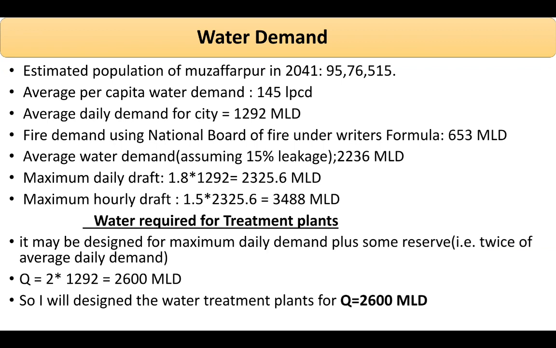So average per capita water demand is around 145 LPCD, and average daily demand for the city is around 1300 MLD. I'm doing a lot of calculation here, which you can also see, like maximum daily draft, maximum hourly draft, average water demand, assuming 15% leakage. So the water required for our treatment plant is twice the average daily demand. So I will design the water treatment plant for Q equals 2600 MLD.